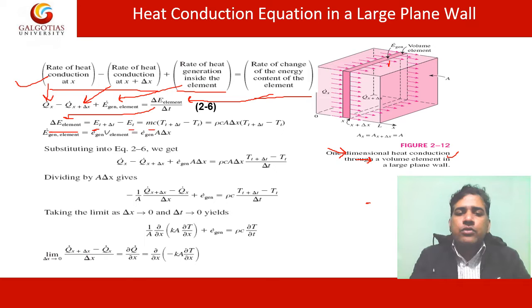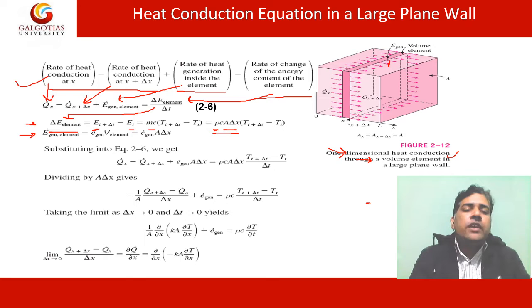If the density is known, then we can express this in terms of rho, the density, and A delta x, which is the volume of the element. So rho into volume, density into volume, is mass. Similarly, this is the change in the energy content of the element. Now let us find the energy generated within this element.